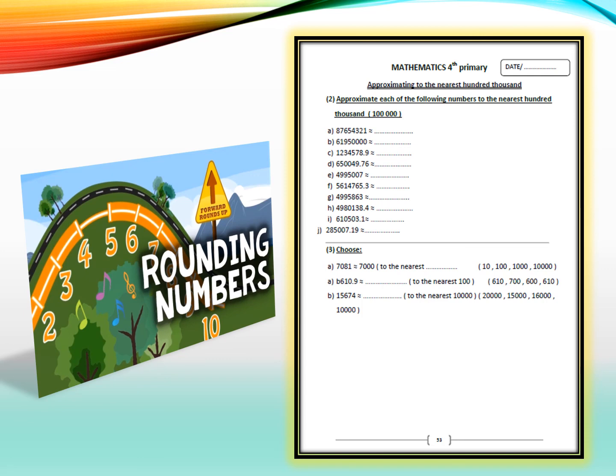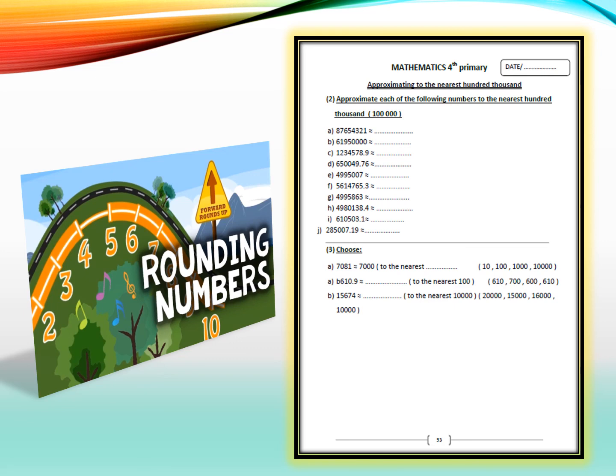5 is a strong number, so it will give 6 one, 6 becomes 7. And the 5 becomes 0, 4 becomes 0, 3 becomes 0, 2 becomes 0, 1 becomes 0. 87 will be the same, so the number after approximation will be 87,700,000.